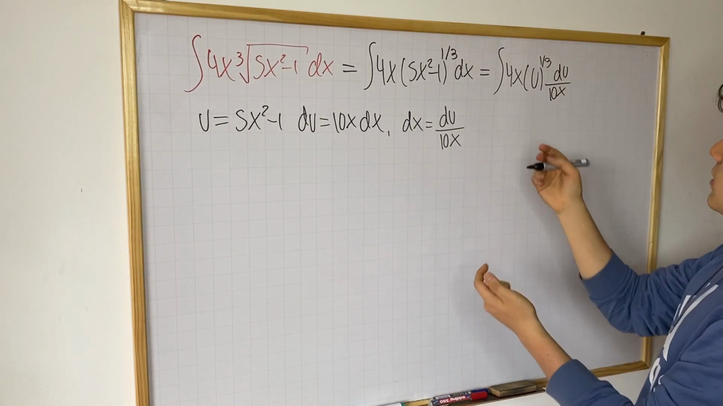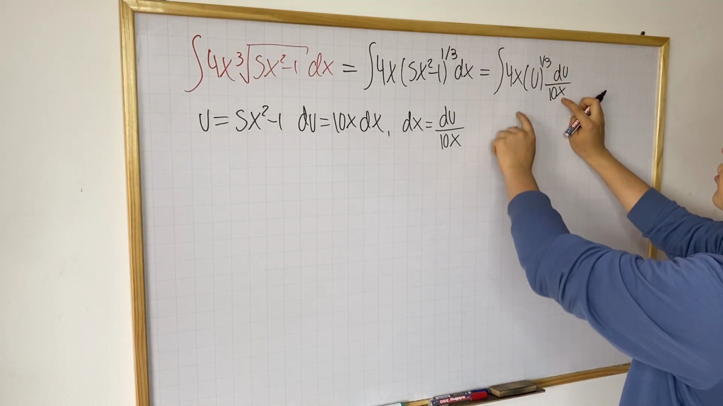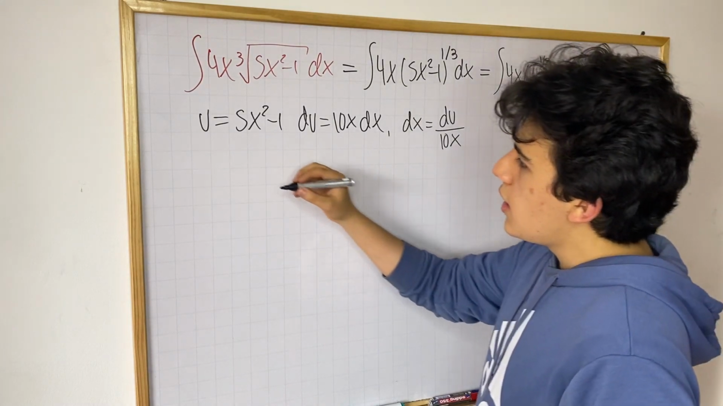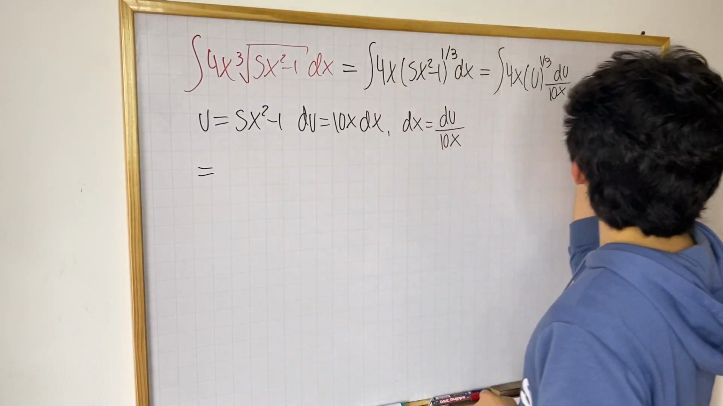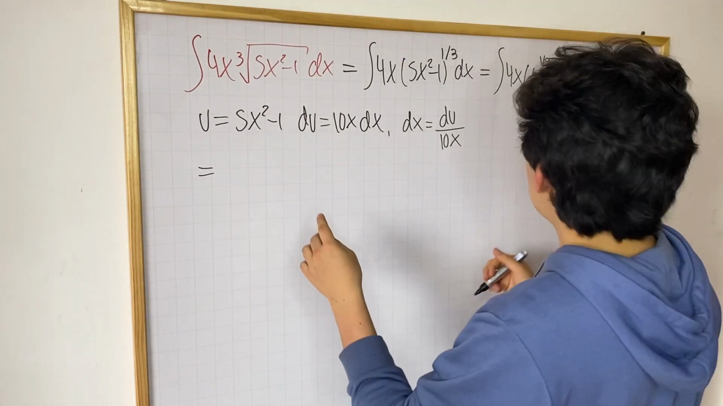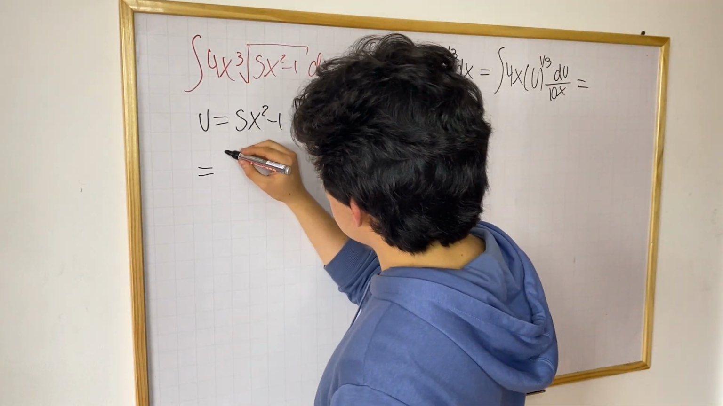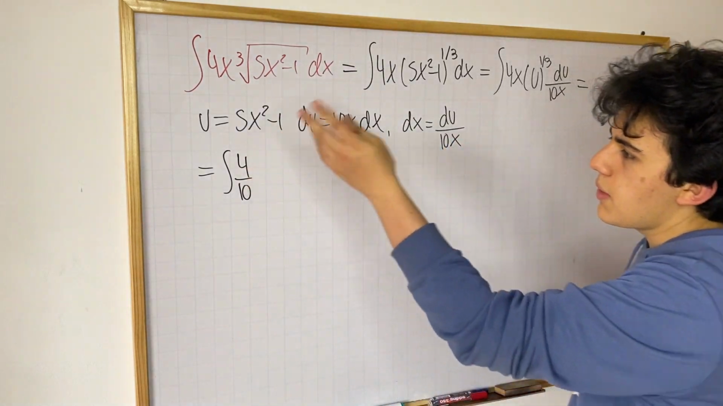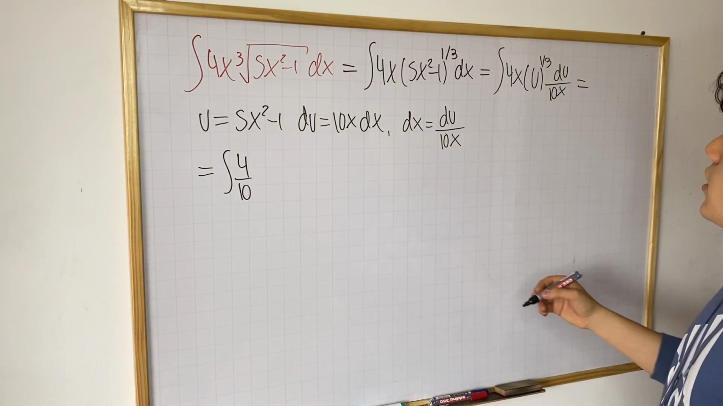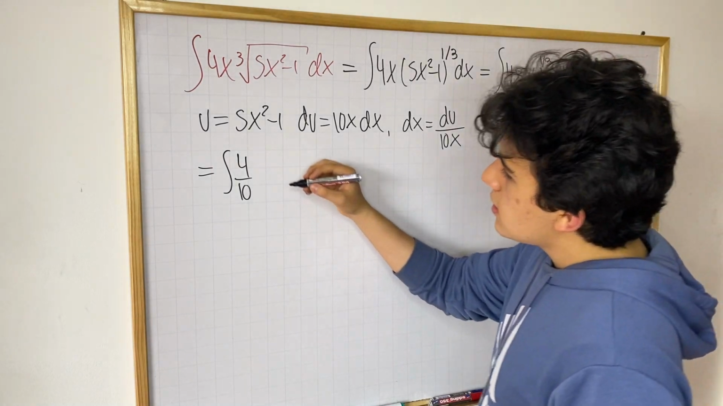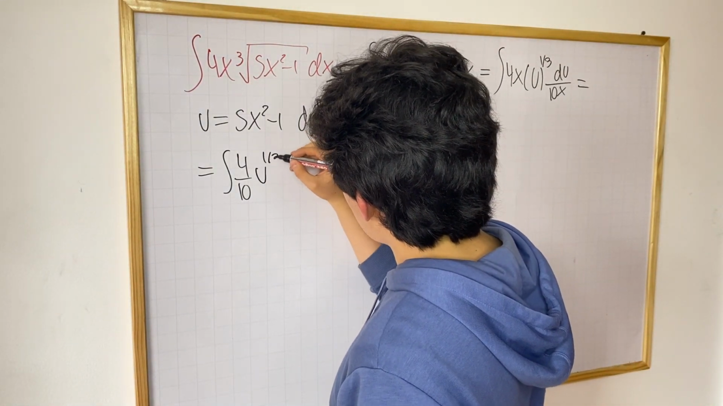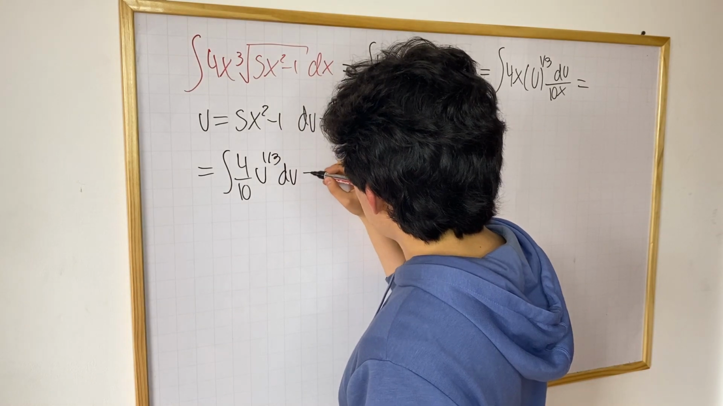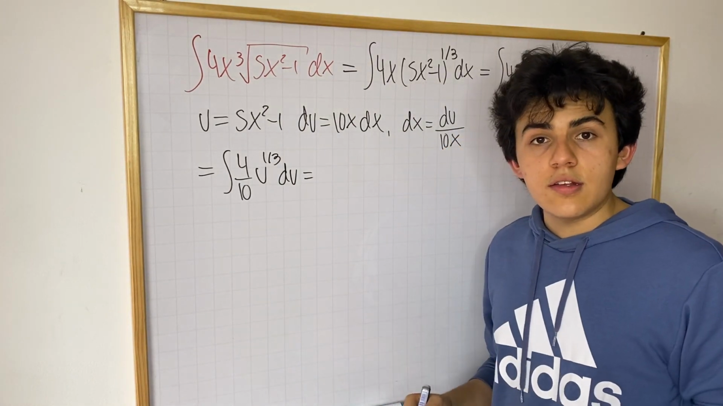And now you can see that this is really nice because these two x's are going to cancel out, and you're going to get the following integral. So don't forget the equal sign. The integral that we're going to get is the following. This is going to be 4 over 10, which you can write outside the integral, but I just wrote it inside, so it doesn't matter. You're going to get 4 over 10 times u to the 1/3 du.